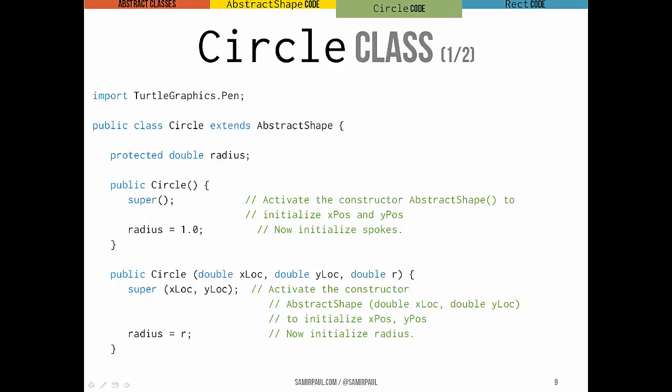Okay, on to the circle class. We can see here that we are extending the abstract shape class, that abstract shape class that we defined just a moment ago as a common superclass of circle and rect. We're adding a new instance variable. This one will be protected, radius, and we do that on purpose because we know that we're going to define a wheel subclass, and we want that wheel subclass to be able to access radius. So we make this protected.